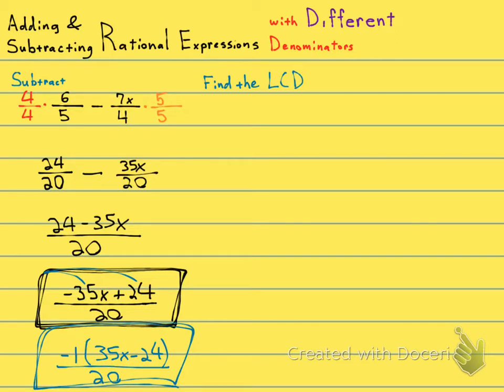Now, to answer the question of finding the LCD, in this case, the LCD is just 20. Okay, it's what denominator did I have to get to, the smallest denominator, to where they would be the same, and it's just 20.